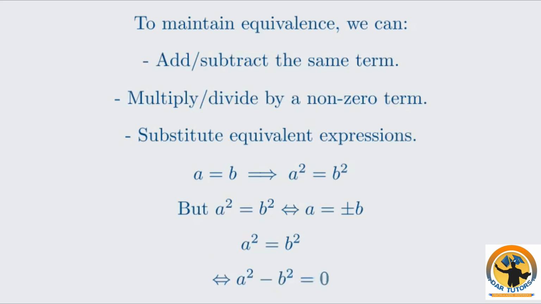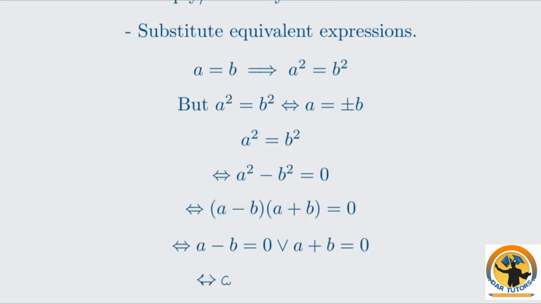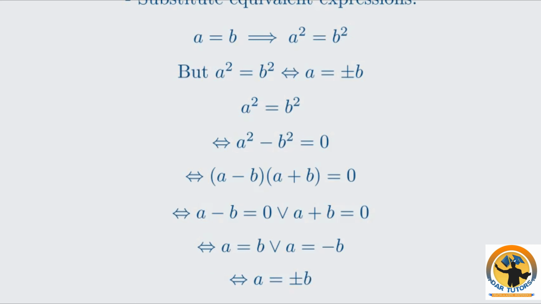We can rearrange the equation to a squared minus b squared equals 0. Then, we use the difference of squares factorization to get (a minus b)(a plus b) equals 0. By the null factor law, this is equivalent to a minus b equals 0, or a plus b equals 0, which simplifies to a equals b, or a equals negative b. This is the correct equivalent solution.